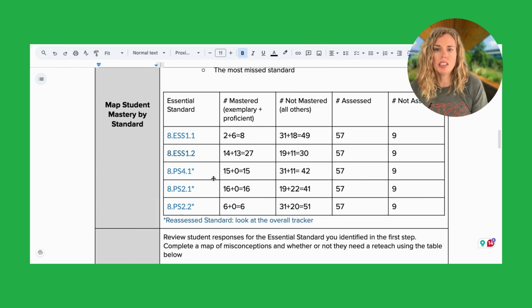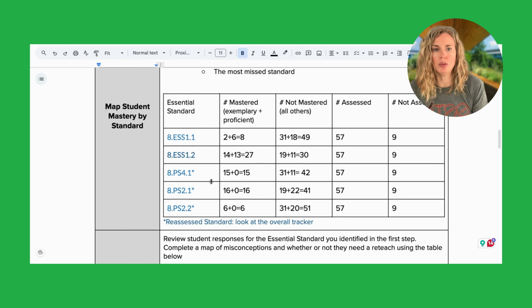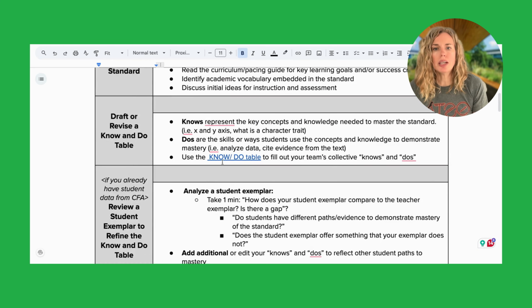Now that we've done this, we've identified standard 2.2 as well as standard ES11 as our key standards we want to focus on. To streamline our process today, we're only going to focus on 8.PS2.2. So after this, I'm going to go up and create my no-do table for this standard and for the question that I've identified as a high miss question.